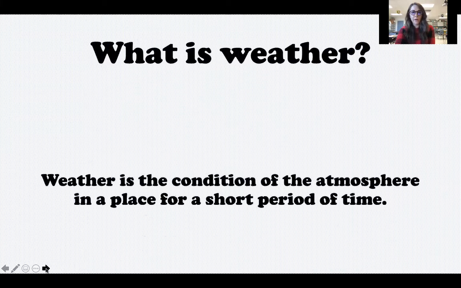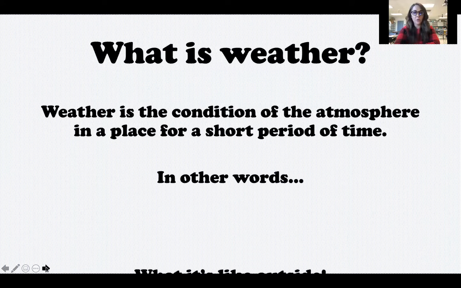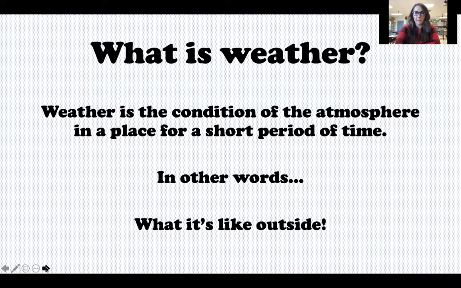So hopefully you remember that weather is the condition of the atmosphere in a place for a short period of time. And remember, I told you that the atmosphere is a big layer of clouds and gases that surrounds the earth, all around the earth. So it's basically what we see as the sky. And everything that happens up there is what determines our weather down here on earth. That determines whether it's hot or cold or sunny or cloudy or windy or calm, or if we have any sort of precipitation, which we'll remind ourselves about that word in a minute. So basically, it's just what it's like outside.